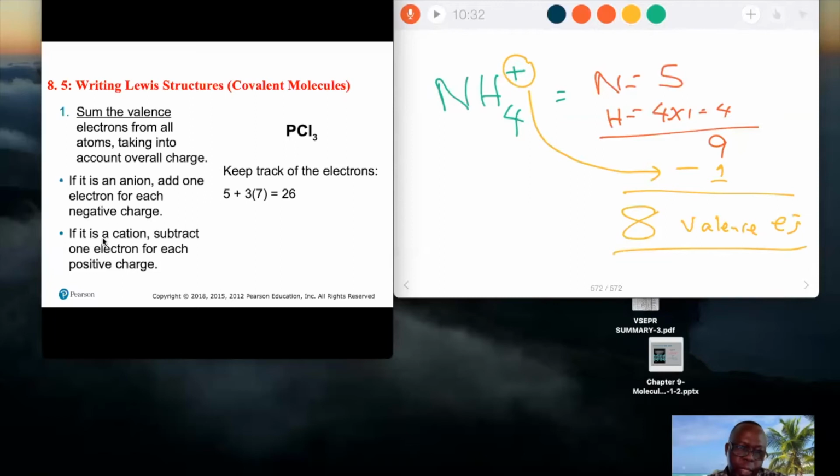If it's a cation, you know, cations are positively charged. And we have a few polyatomic cations. We have ammonium, hydronium ion, you subtract 1. So that is rule number 1 of finding the valence electrons. I had to show you how you handle polyatomic ions.